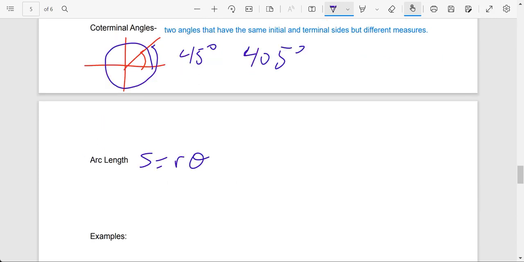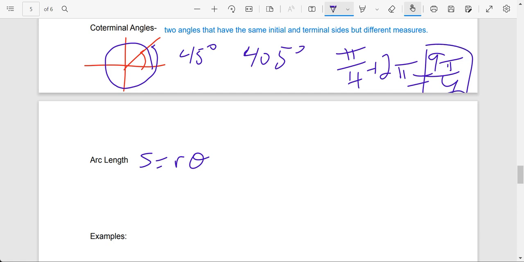An example in radians would be, let's say that angle was pi over 4, and as I said before, we are going to add 2 pi. One time around is 2 pi, right? So add 2 pi, and that's going to get you 9 pi over 4. I will do some more practice with this in class.